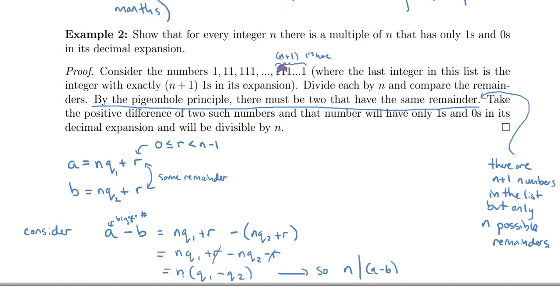Well, if you take any two of these numbers and subtract the bigger one by the smaller one, you're going to get a number that only has ones and zeros in it. For example, let's say A was 111 and B was 11. If I subtract that, what would I get? I'd get 100, right? And that has ones and zeros in its expansion. But that's going to be true with anything in that list.